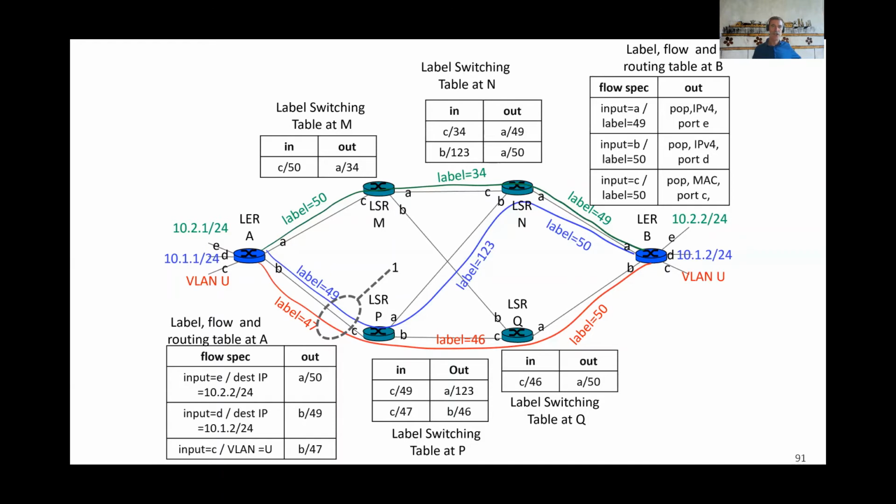Here it says anything that comes on input E, that's the name of an interface, that is an IP packet, and has a destination IP address that belongs to this block, 10.2.2/24. It could be an IPv4, it could be an IPv6. Here it's an IPv4 address. Anything that satisfies this criterion should go out into an MPLS label, it should go out with an MPLS label 50 on the interface A. So everything that comes here, in fact the green, will go here.